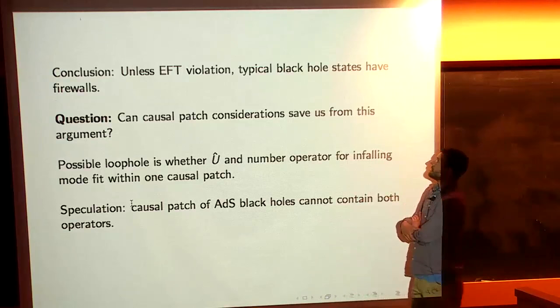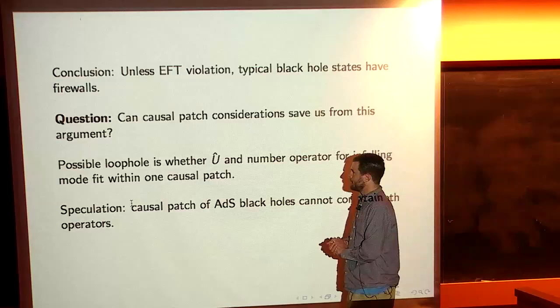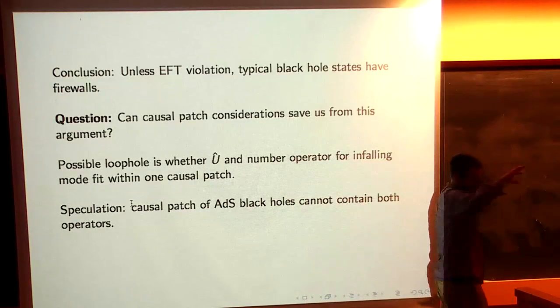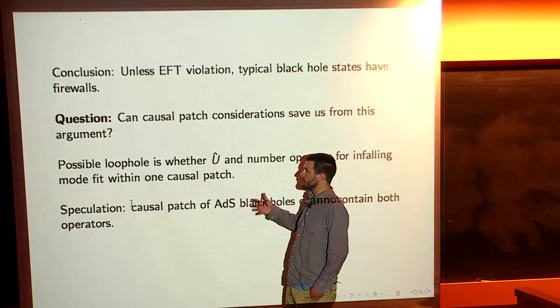So the question is, do these causal patch considerations do anything to save us from this argument? And the possible loophole is whether this operator U, measuring this exterior mode with definite angular momentum, and the number operator for the infalling mode actually fit within one causal patch. Okay? In other words, if I impose the rule that I'm only allowed to use effective field theory within one causal patch, would that allow me to escape from this argument?